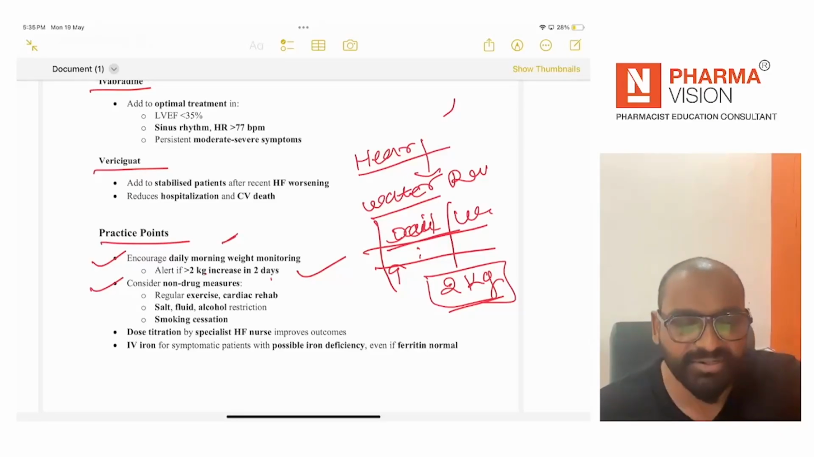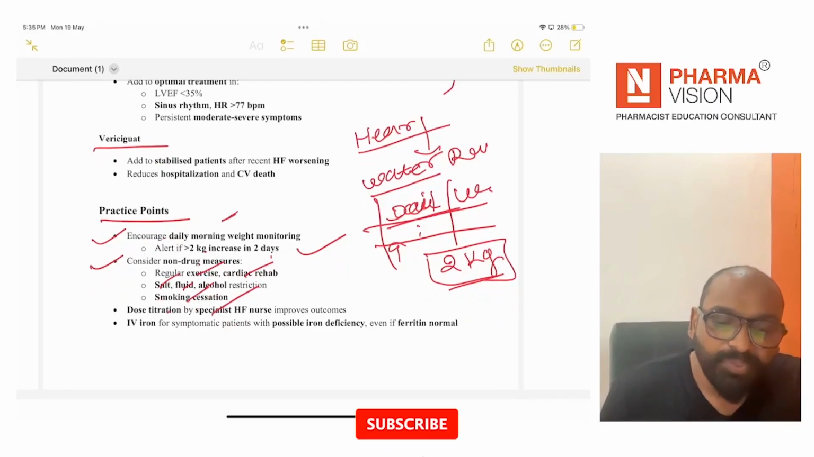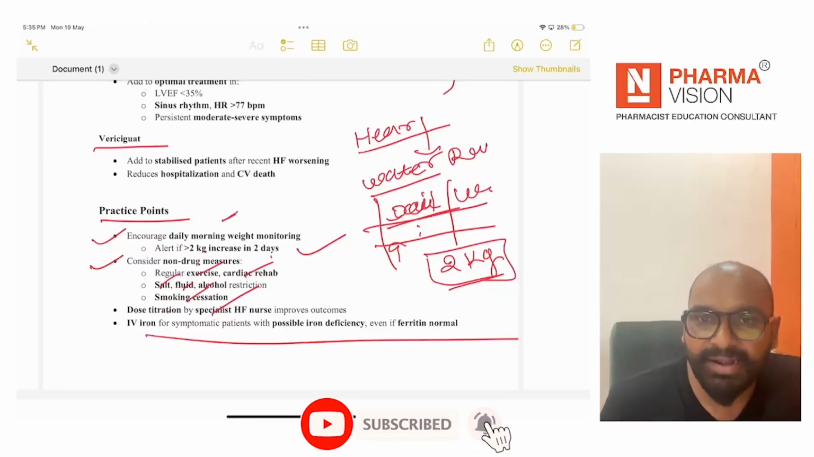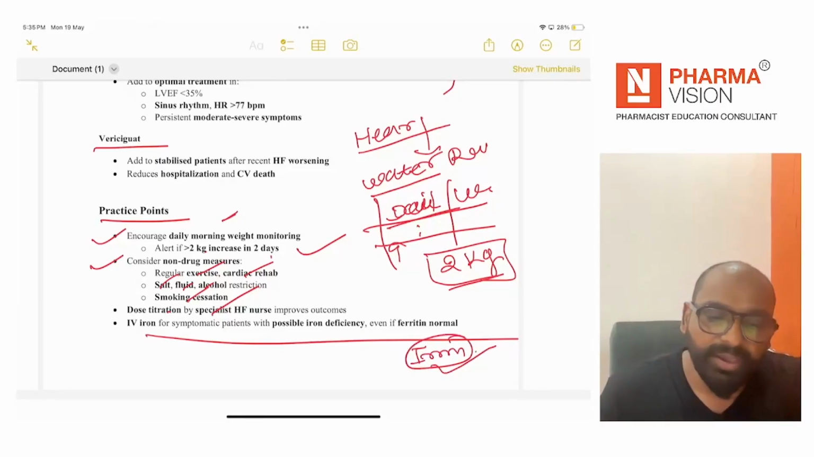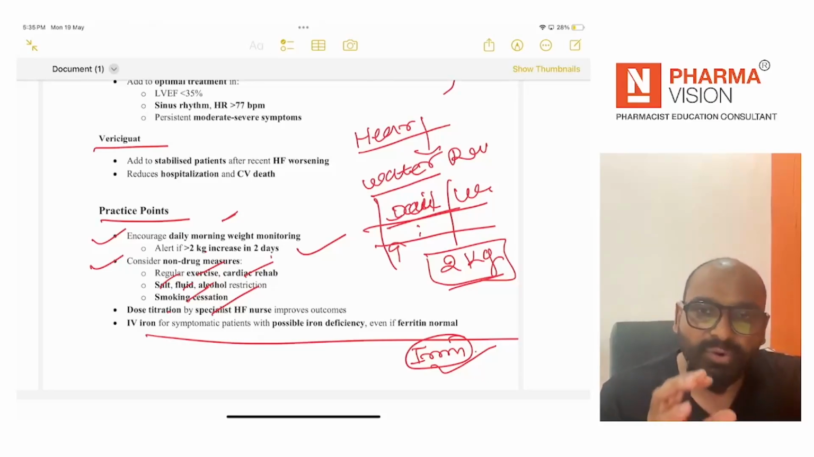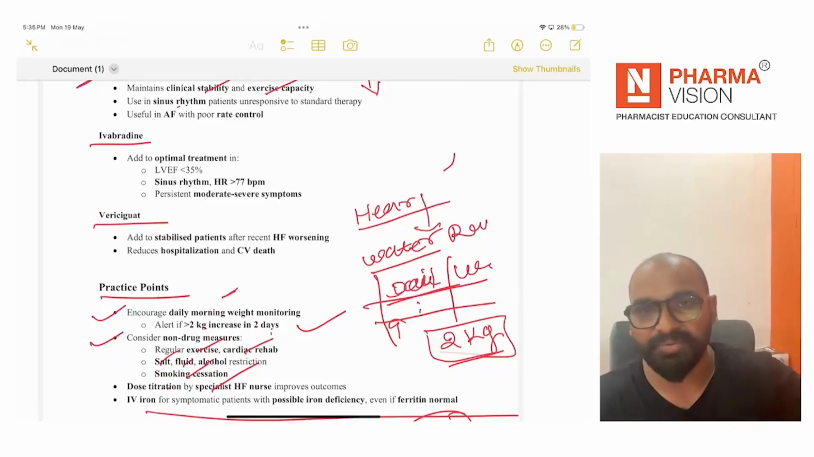Consider non-drug measures like regular exercise, cardiac rehab, salt, fluid and alcohol restrictions, and stopping smoking. All these things are very important. Dose titration should be done by the specialist. When the patient is suffering from iron deficiency anemia, we always have to correct the anemia, and the iron concentration needs to be maintained at normal. All these things help achieve better management of heart failure.